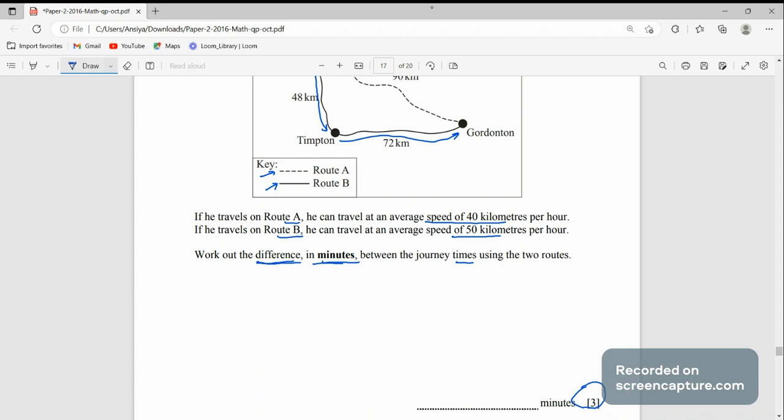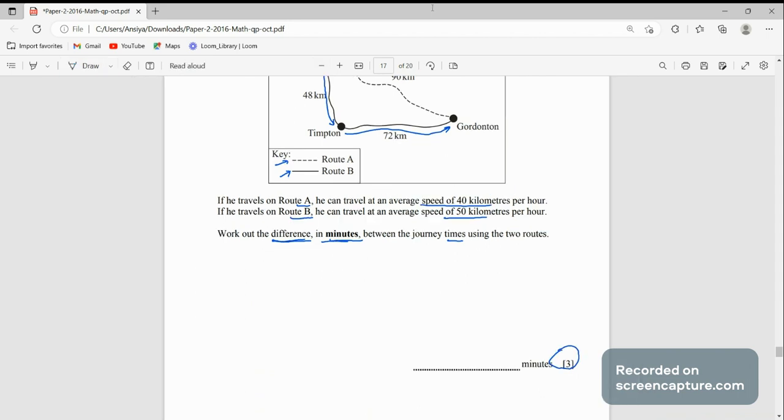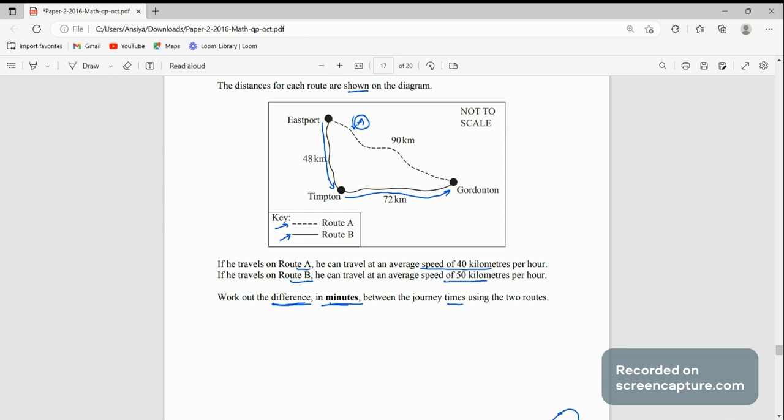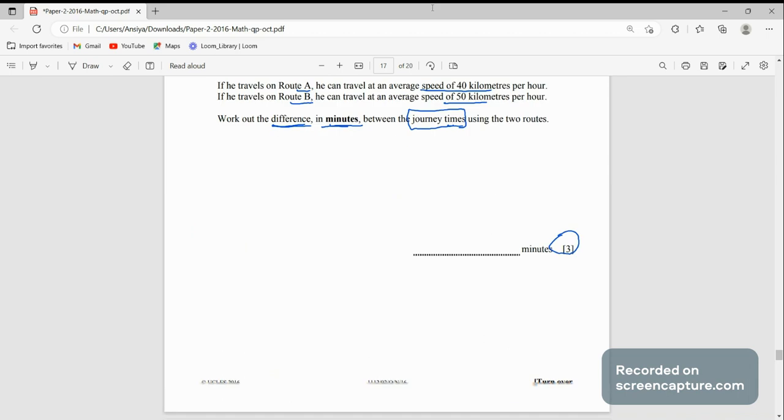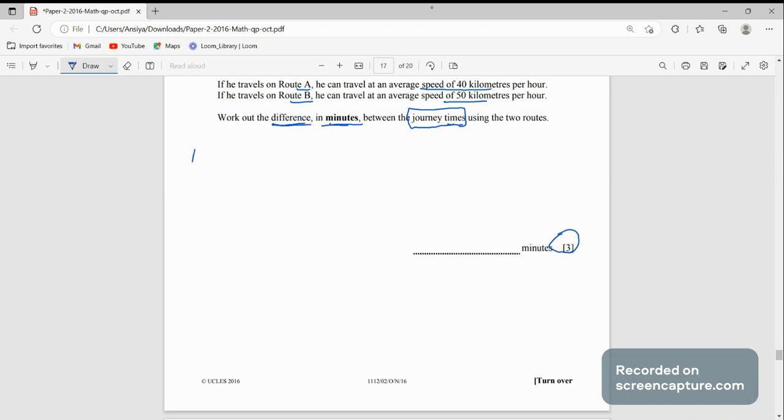So this is from which topic? It is from average speed. We have learned how to find speed, how to find distance, how to find time. Here which equation we need? The question is to find the time. So we will do it separately. We will find the time if we are choosing route A, and the time if we are choosing route B. Then we will change them to minutes, subtract them and write the answer here. I hope it is clear what we are going to do.